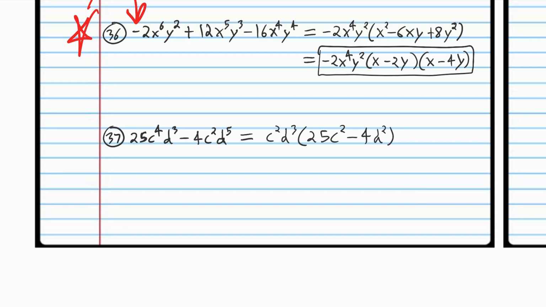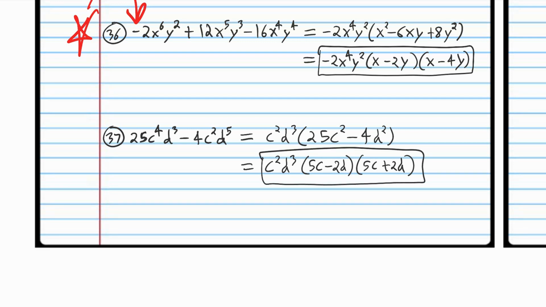And let me just double check that. And that looks correct. So that's the difference of two squares. What number times itself equals 25? That's 5. What number times itself equals 4? That's 2. And there you go. So if you got that answer, good job.